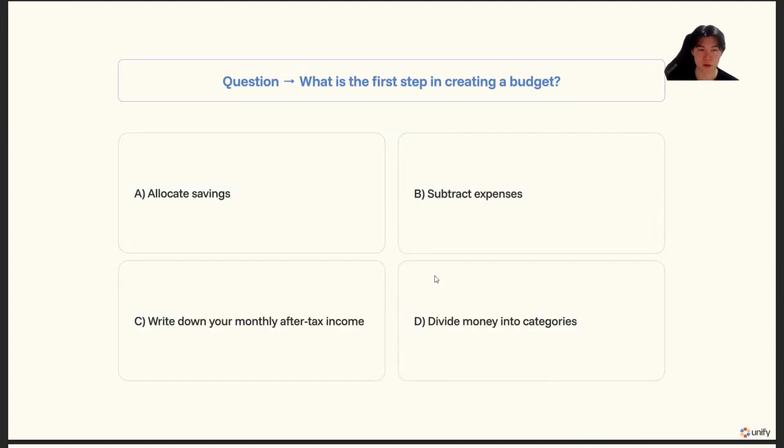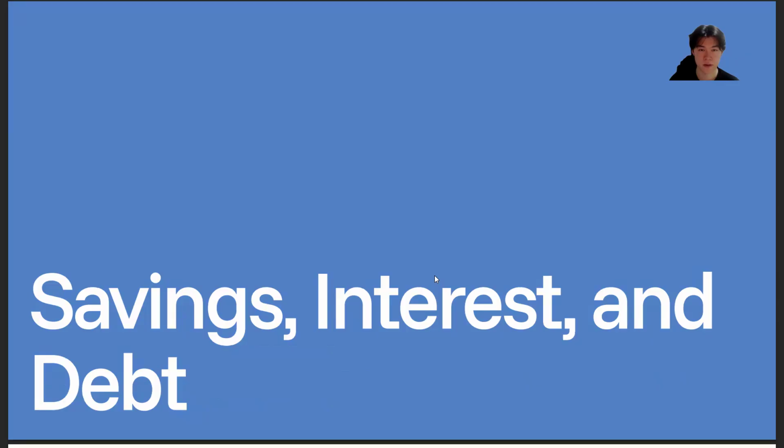Here's another quick check for you. What is the first step in creating a budget? Allocate savings, subtract expenses, write down your monthly after-tax income, or divide money into categories. Give you a quick moment to select an option. If you chose C, you are correct. Your first step should be writing down your monthly after-tax income.